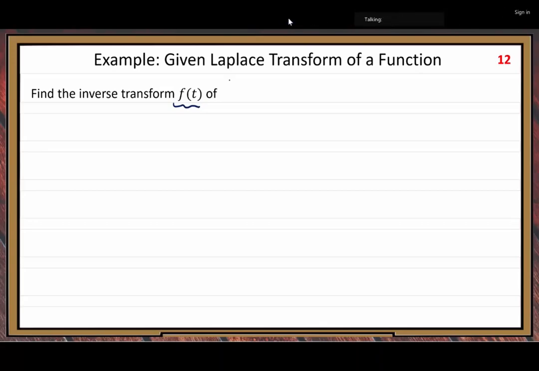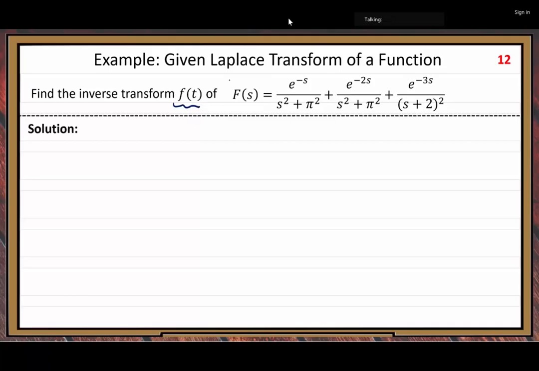The capital F is like this. 3 terms. We just calculate one by one. Solution: let's calculate the inverse Laplace transform of the first term. But before we do that, we need to use the basic formula. So I copy basic formula number 8, and the second formula, number 2. These 2 formulas are related.